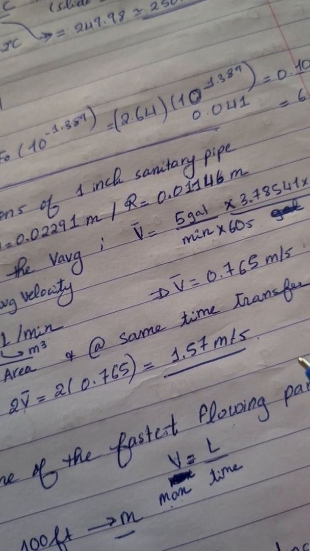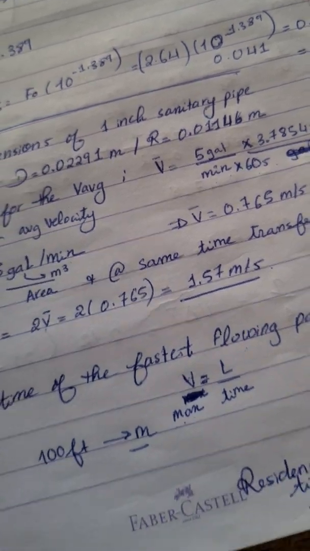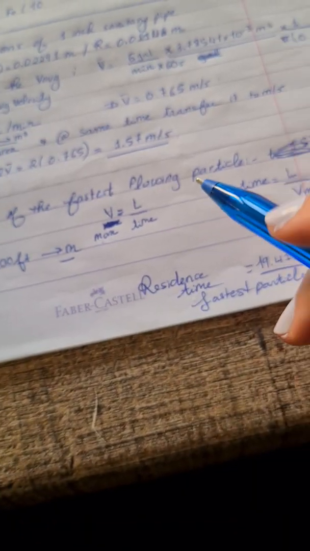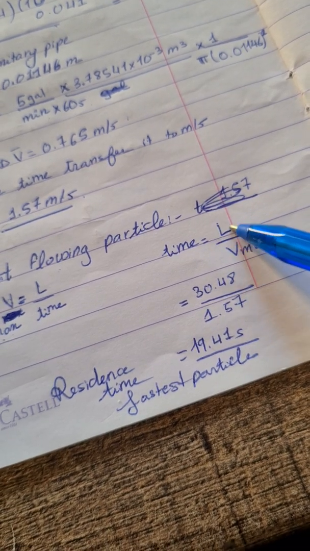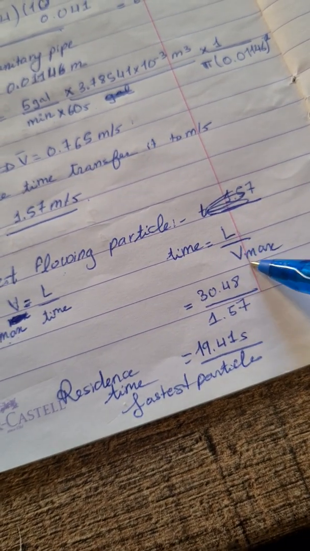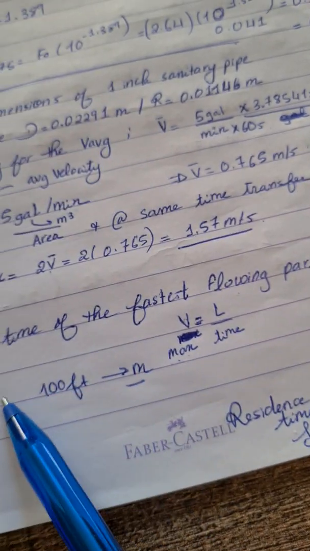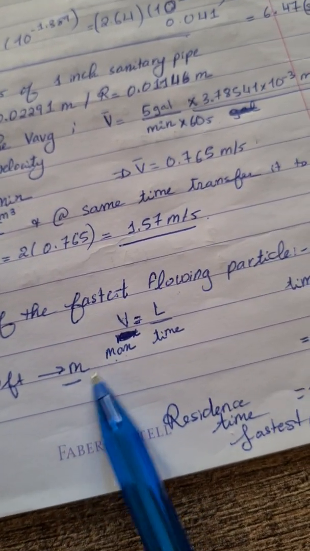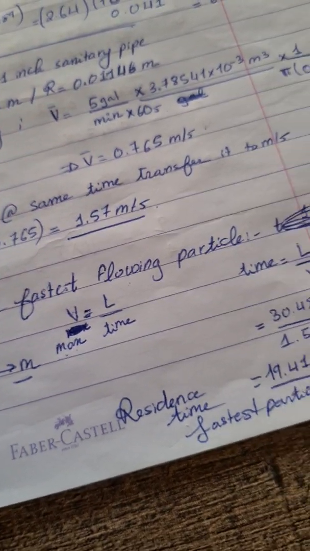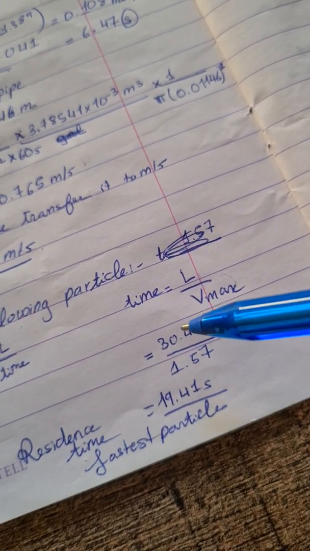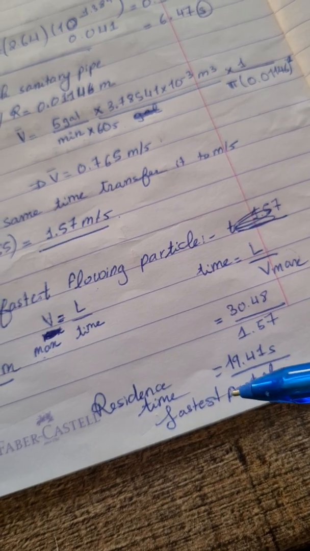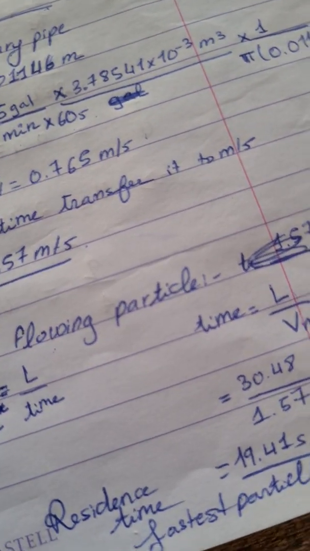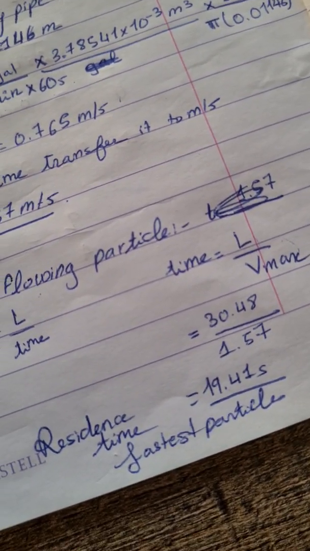Can I get now the T? Yes, easily, because the residence time of the fastest flowing particle would be equal to the length that I've got, which is 100 feet, over the V maximum. Now 100 feet, again I will transform it into meter, and it's equal to 30.48 over 1.57. The residence time of the fastest particle would be 19.41 seconds.